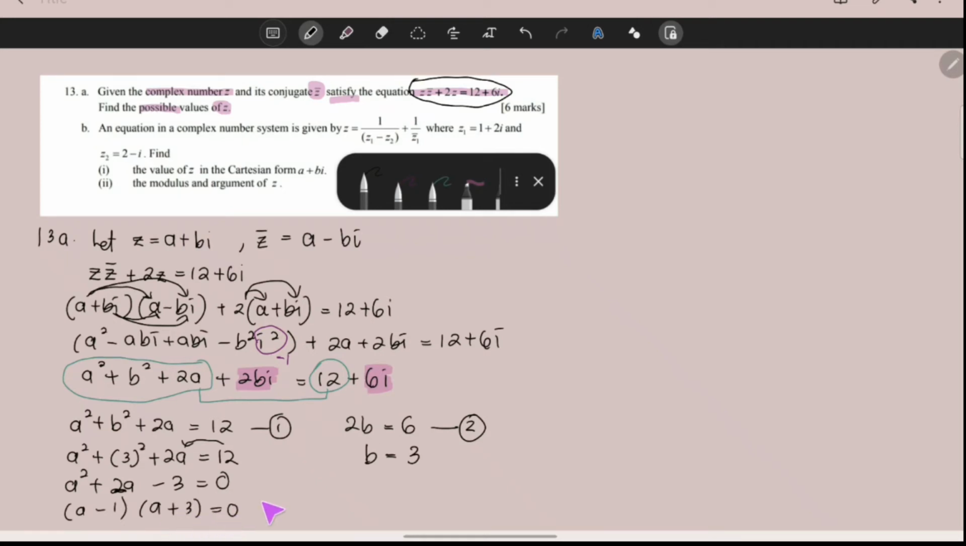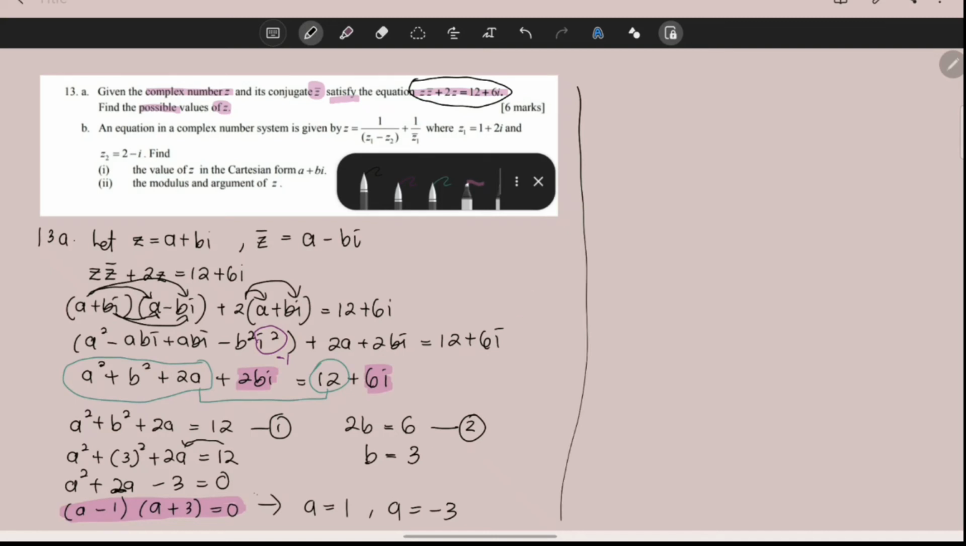So make sure this step, you write in your calculation. Do not ever skip this step in whatever chapter. Okay, so I continue here. You know that your a is 1 or a is negative 3. As you can see, you got two values of a. Yes, that's correct, because it is a quadratic equation in a. So basically, you are going to have two values of a.